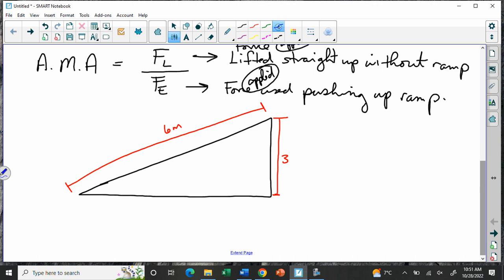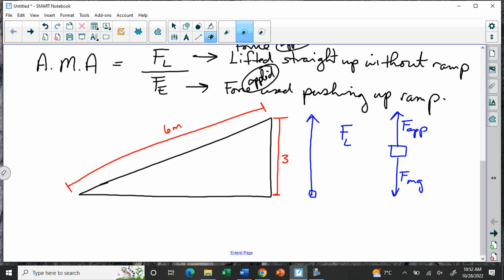The load force, FL, is what you would do if you were just lifting straight up. To figure that out, we have to imagine just grabbing the object and lifting it up like this. So we would have to imagine a free body diagram where we were pushing straight up, lifting with our applied force, and gravity was pulling us down. Just gravity, force of gravity. Okay? So that's how we would describe the situation of lifting without the ramp. So how do we do that?